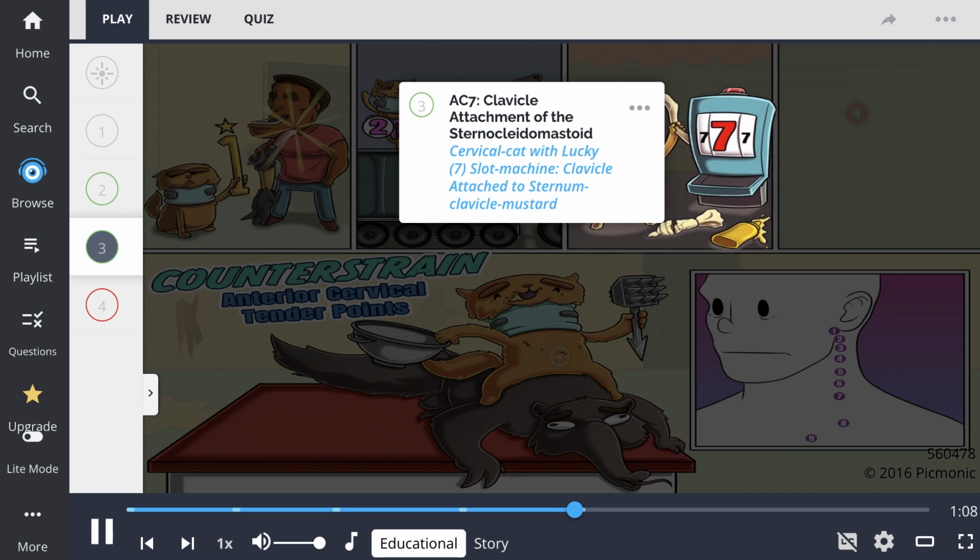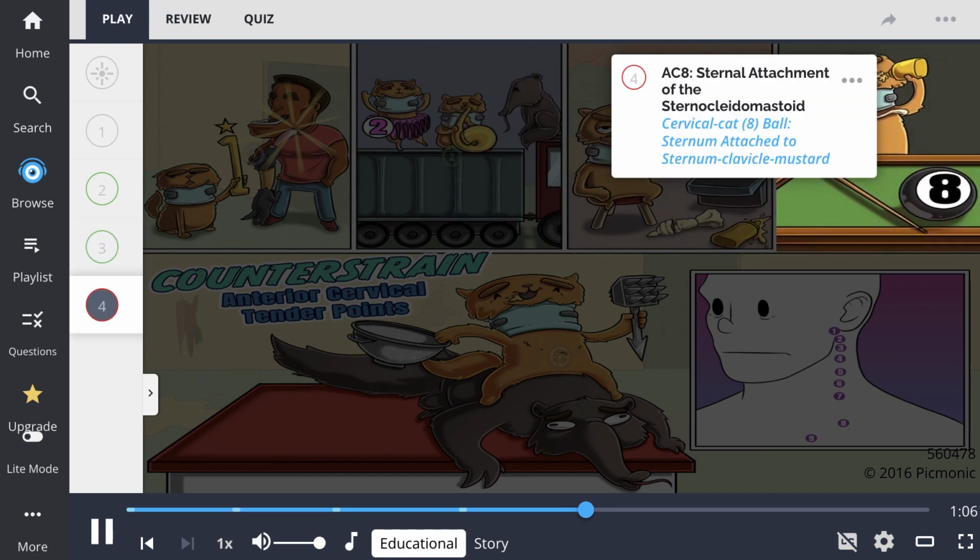Finally, we come to AC8, the sternal attachment of the sternocleidomastoid. This point is located at the suprasternal notch, just medial of the sternal end of the clavicle, at the sternal attachment of the sternocleidomastoid. This fact is represented by the cervical cat with an 8-ball and sternum attached to the sternum clavicle mustard.